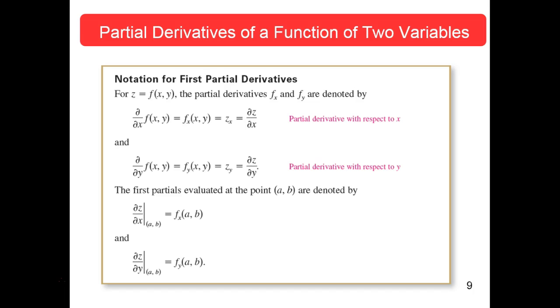The first partials evaluated at a point (a, b) are denoted by drawing a vertical line there and putting a, b. All right.